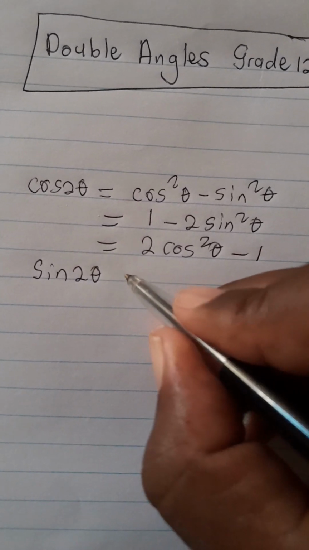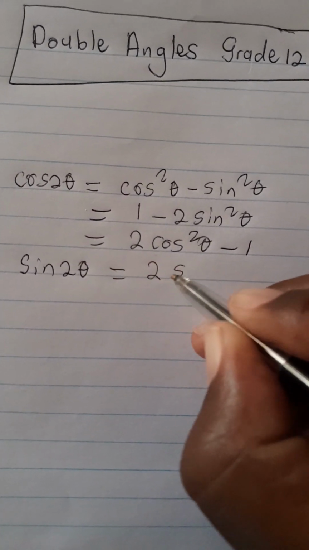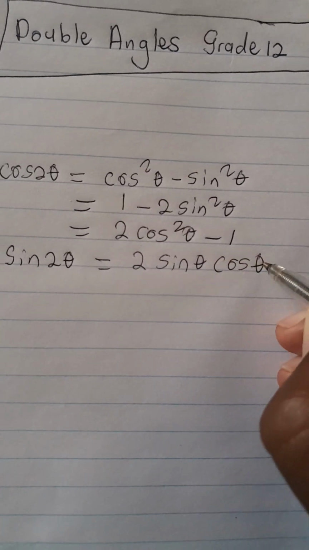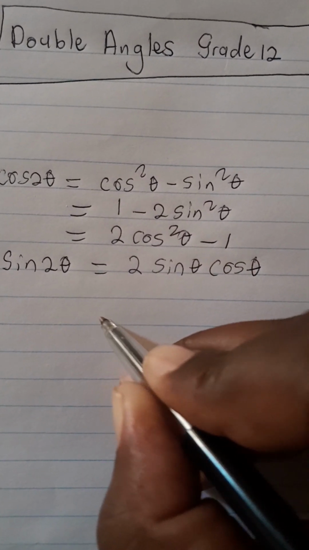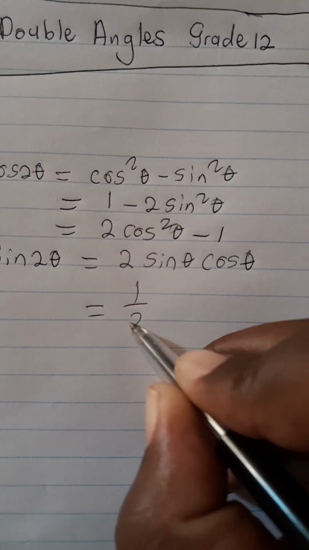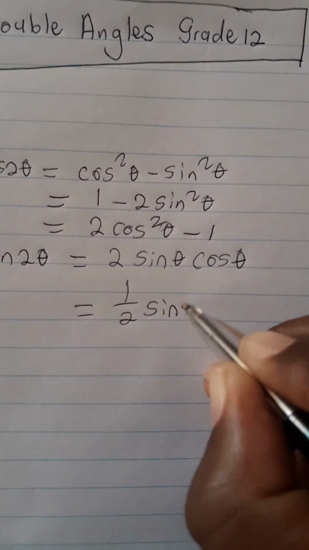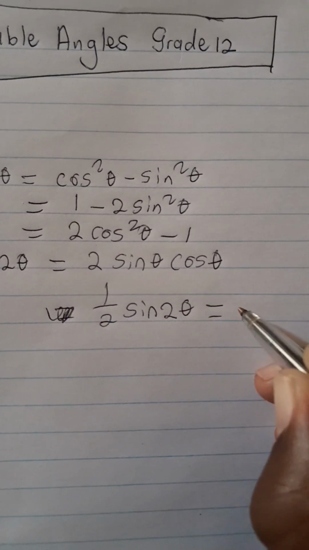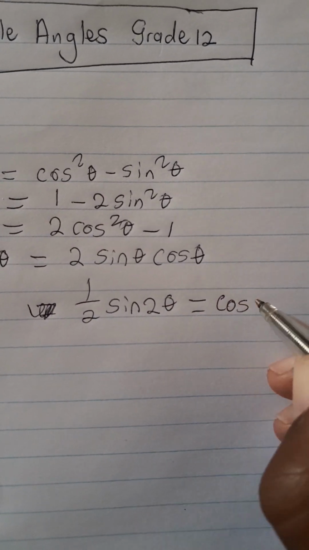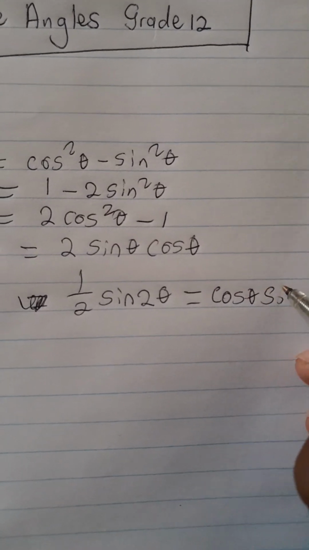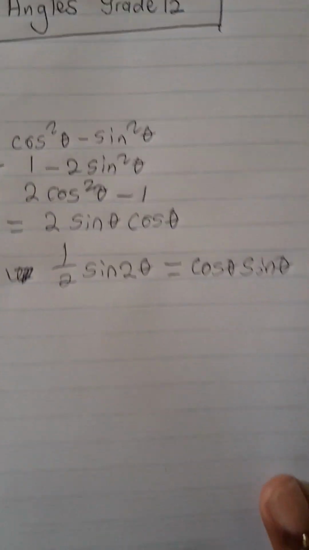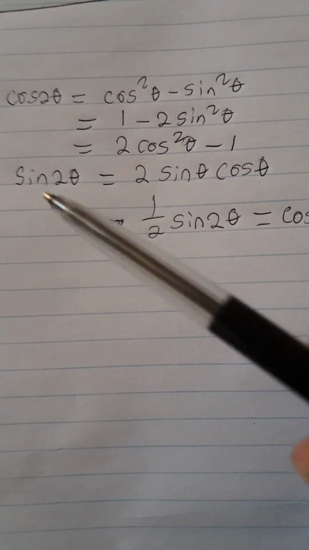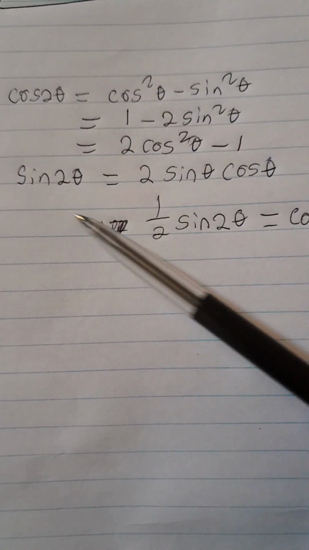That will be sine 2 theta, which will be 2 sine theta cos theta, in which this can be manipulated to be half sine 2 theta, which will be equal to cos theta times sine theta, when you manipulate it. But without wasting time, let me show you how we came up with these identities.